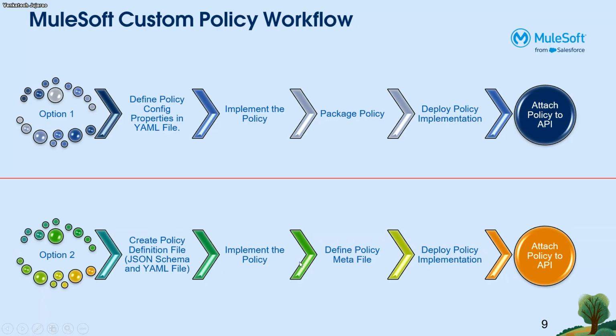Once these three things are ready, we do the packaging, deploy that to Exchange, and then attach the policy to the API. As part of today's session, we are going to go with option two. But as we will be developing a policy for Flex Gateway, there is a slight change in the implementation part. We'll see that in a subsequent slide.